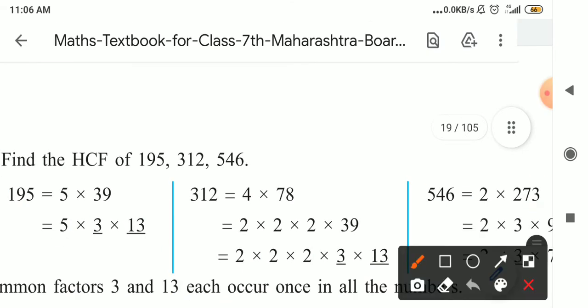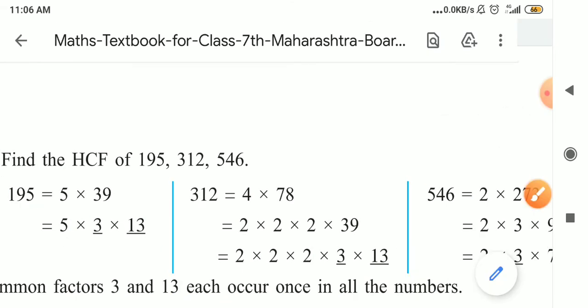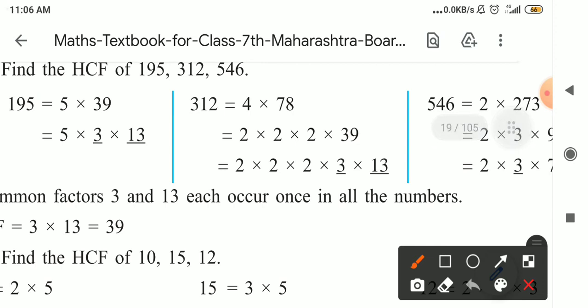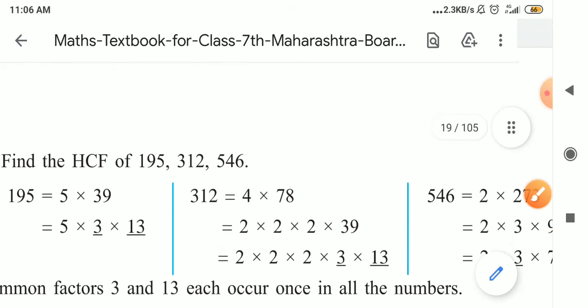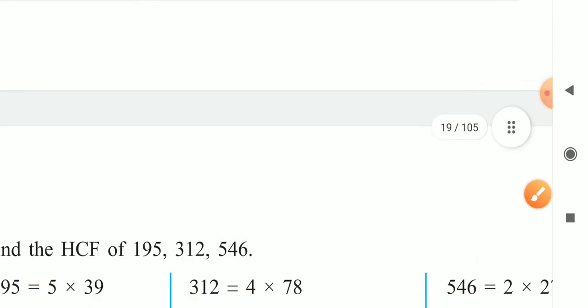Okay, 195 means, I taught you this method also. 195 is 39 into 5. 5 is a prime number, so write it as it is, and 39 means 13 3s are 39. I showed you that method: do the rough work inside and then write this, then also okay. Now we will find out the factors of 312.